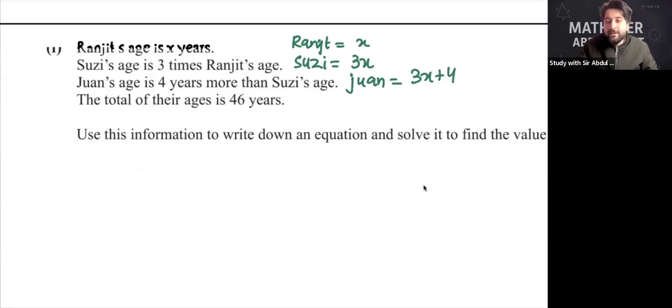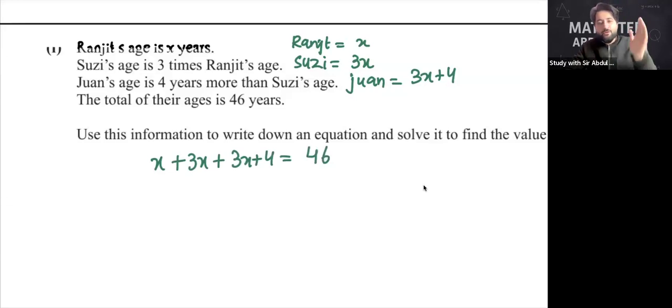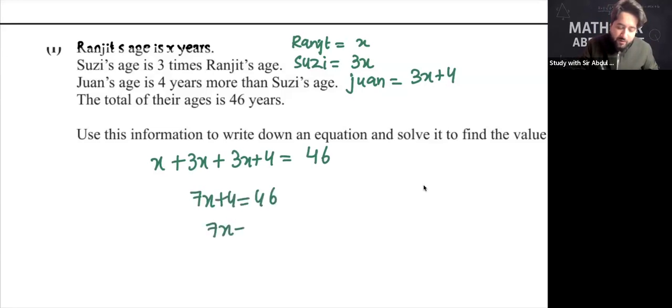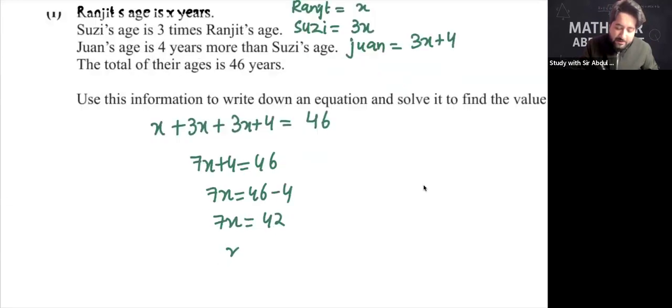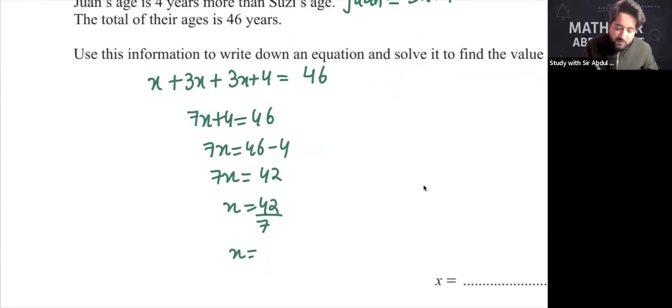The total of their ages is 46 years. So we got the idea that Ranjit plus Susie plus John is equals to 46. So we wrote the equation. Now let's find out x. It's x, 3x, 3x plus 4, so 7x plus 4 is equals to 46. 7x is equals to 46 minus 4. 7x is equals to 42. So x is equals to 42 by 7. So x is equals to 6.